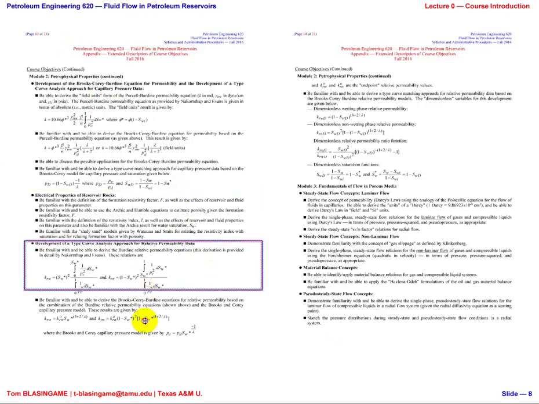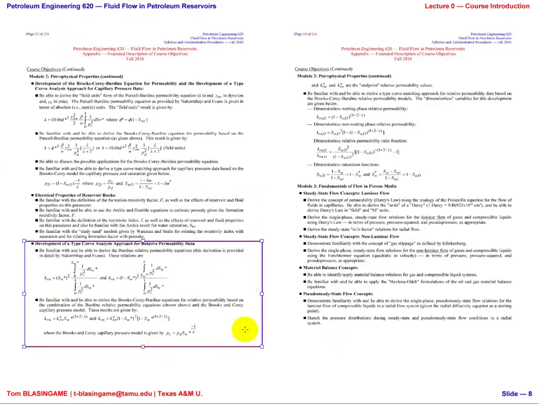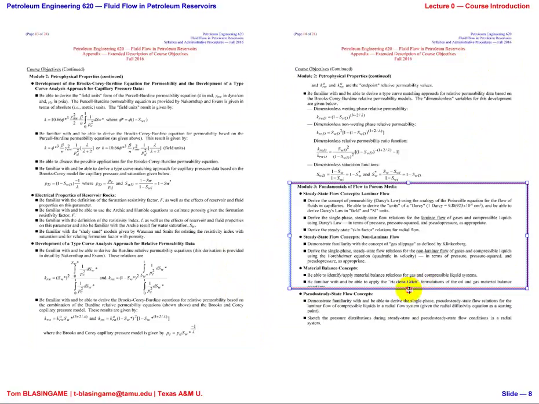Here's the approach for estimating relative permeability, and it's based on the Corey approach. We'll derive that in here. And then again, some more on the Corey approach over here. Now we start to get into how things flow in porous media. Everything else up till now was sort of static. And I'll go through this really quick.